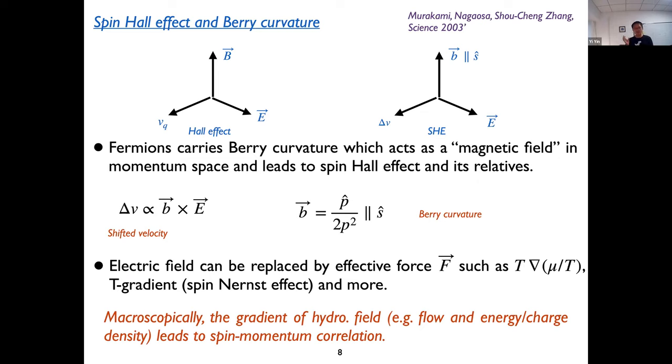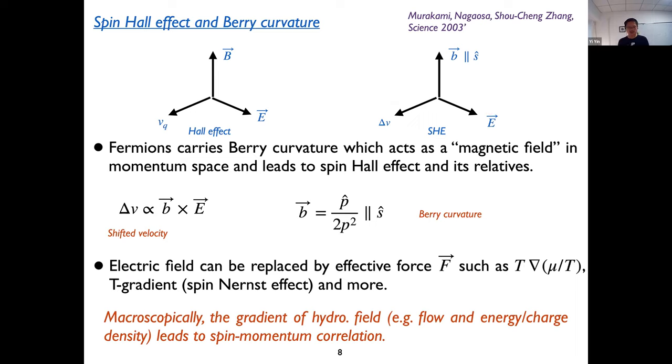So in other words, one way to think about this Berry curvature is that it is like some magnetic field, not living in real space, but living in momentum space. And because of the presence of such Berry curvature fields, the spin and the momentum are developing correlations in the presence of the electric field.